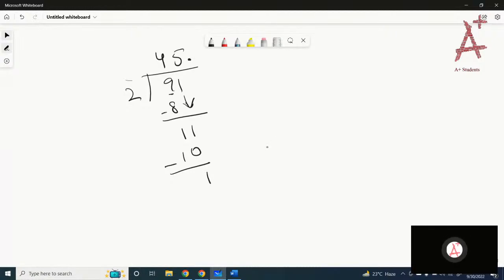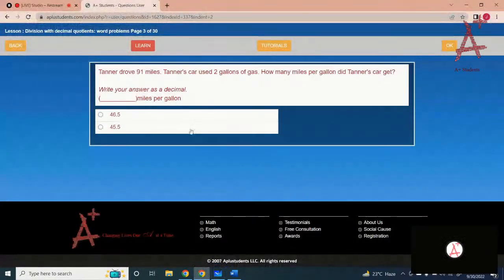Now you have to put a decimal point over here and a 0 over here. So 2 times what number makes 10? 2 times 5 makes 10 and 10 subtract 10 is 0. So it would be 45.5. Got it? So select the correct option and click on the OK button.